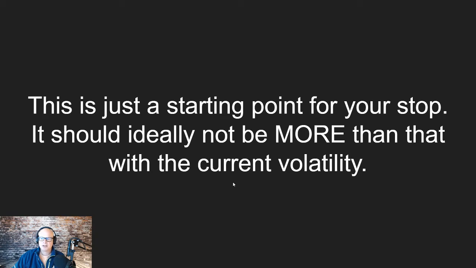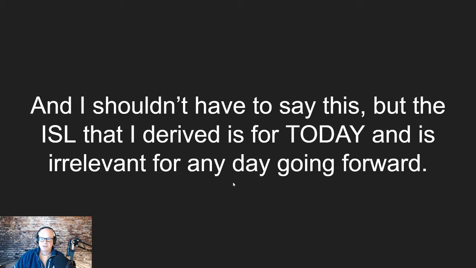So this is just the starting point for your stop loss. It should ideally not be more than that with the current volatility.